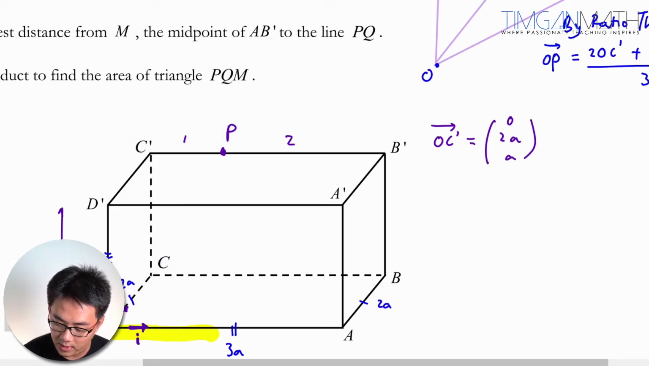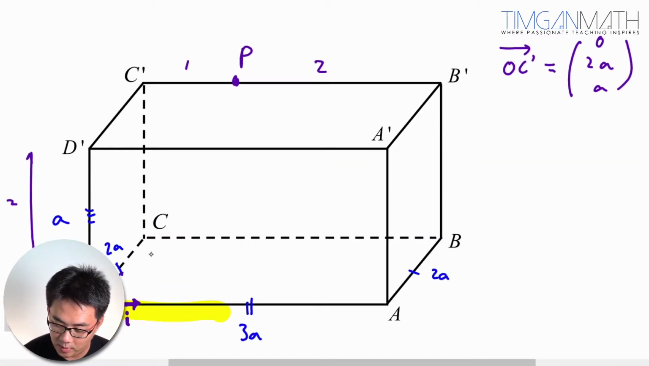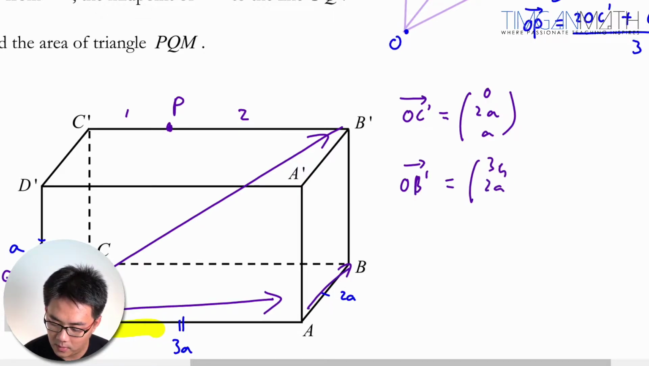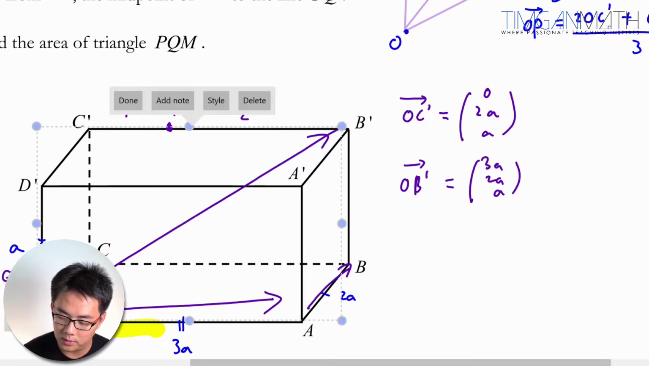Then now you want to find your OB prime. OB prime is over here. So to go to OB prime, you actually need to know how to read this properly. 3A, 2A, and A. Okay? 3A, 2A, and A. There you go. So this is OB prime.